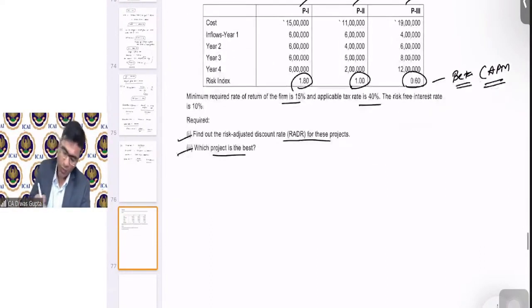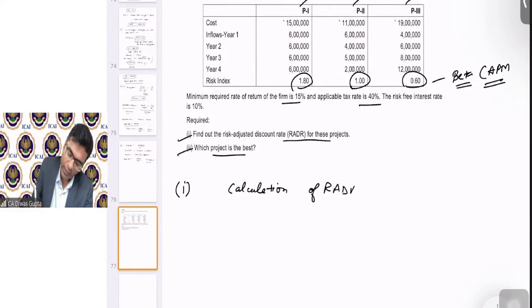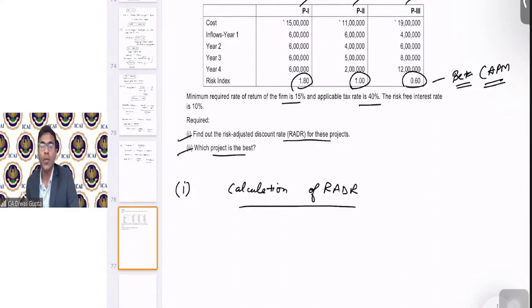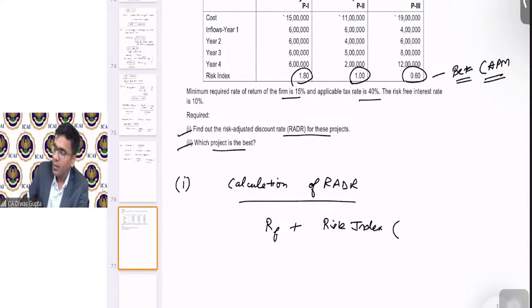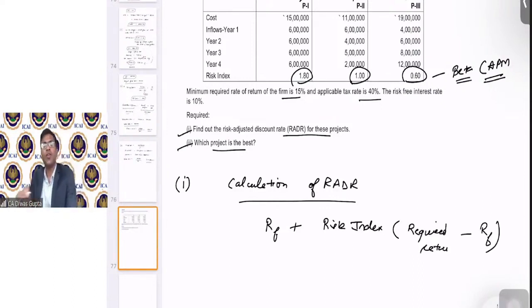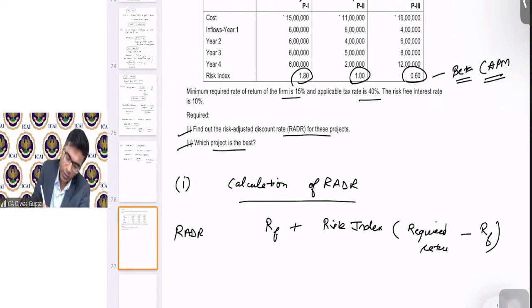So the first part, calculation of RADR. As per our knowledge, RADR will be the risk adjusted discount rate, and the way it has to be calculated should be reflective of the risk index. The risk index is actually used to calculate the RADR. Let us see how. The risk-free rate of return plus risk index times required return minus risk-free rate of return. This is the formula, as good as CAPM. So RADR is equal to this much, right?